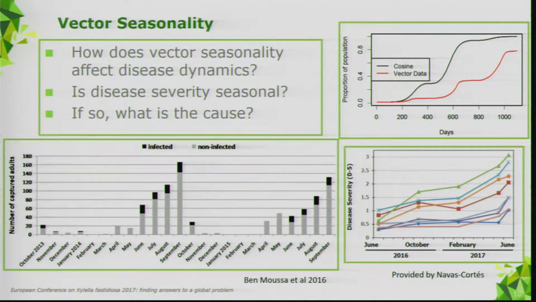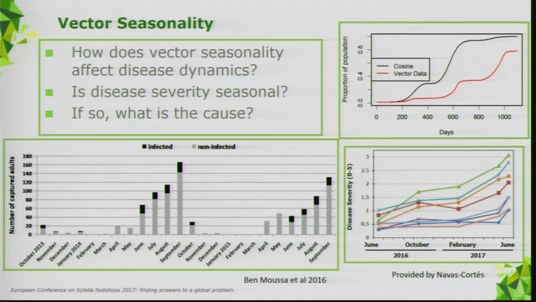The other big interest that we have is vector seasonality. Vectors play a big part of our understanding of the epidemiology of Xylella in Apulia, and this has been a common theme throughout all of the talks that we've had over the last couple of days. So one of the big questions we would like to ask is, how does vector seasonality affect disease dynamics?